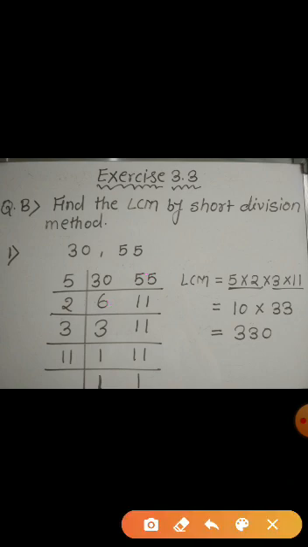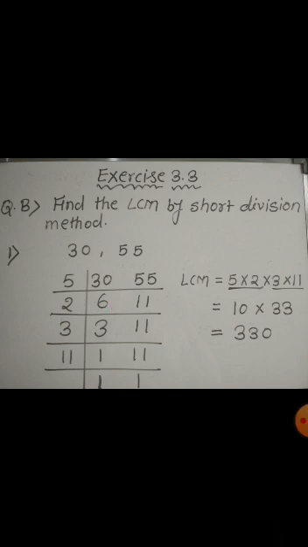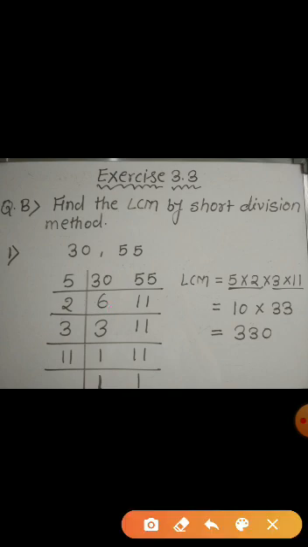Now again we have to divide the numbers 6 and 11 by their common prime factor. But 6 and 11 don't have any common prime factor. Now 6 is divisible by 2 and 3 as well, so you can divide by any prime factor. Here I have divided 6 by 2. I got the quotient 3. But 11 is not divisible by 2, so I write 11 as it is. 11 will come down as it is.